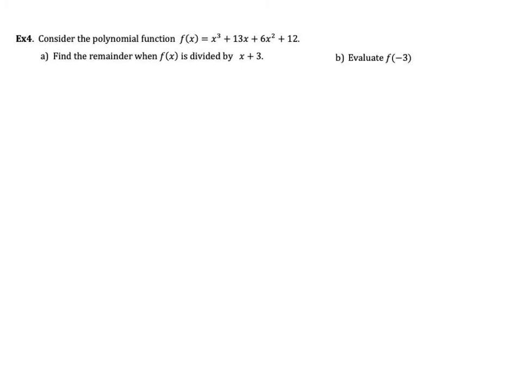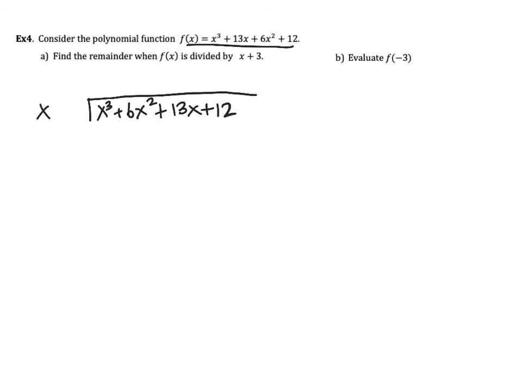I would say pause again and try example 4 on your own. Do part A only, and then we'll talk about part B. So part A, I'll help you get started again. We're going to take our polynomial, our dividend, x cubed plus 6x squared plus 13x plus 12. Remember, it always has to be in descending order. And we are going to divide that by x plus 3. So pause, do this on your own, and then compare it with my answer.